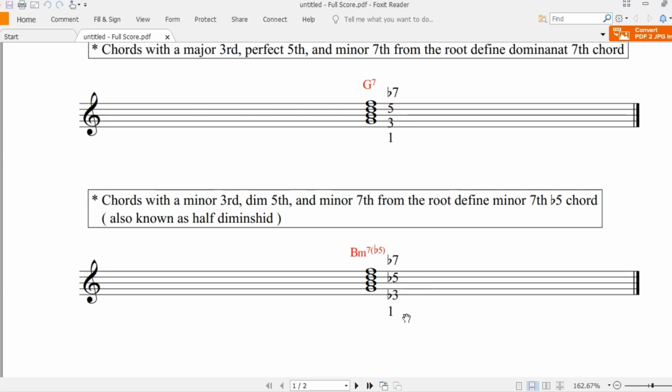Or by the next formula we can say a diminished triad with a minor seventh above it gives us a minor 7 flat 5 chord.